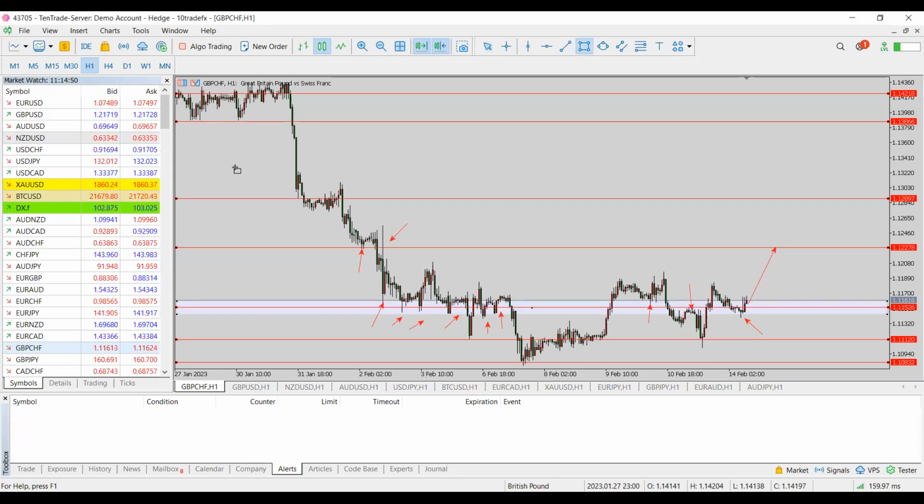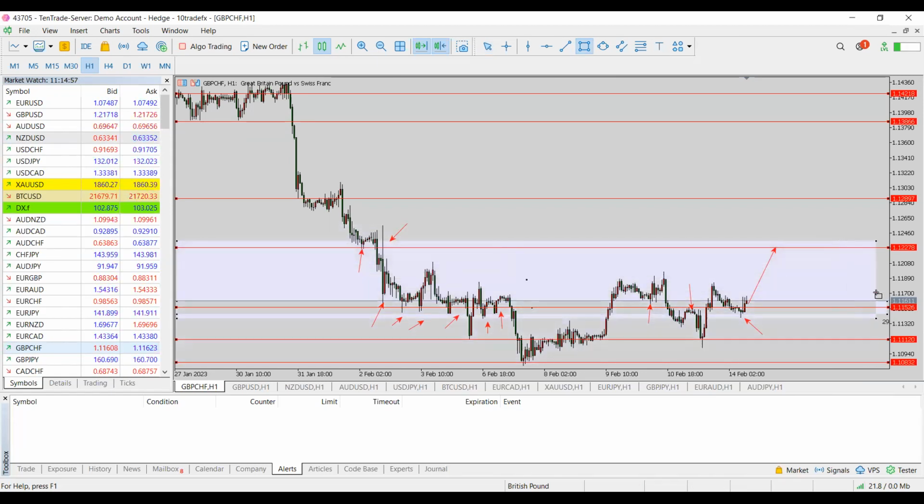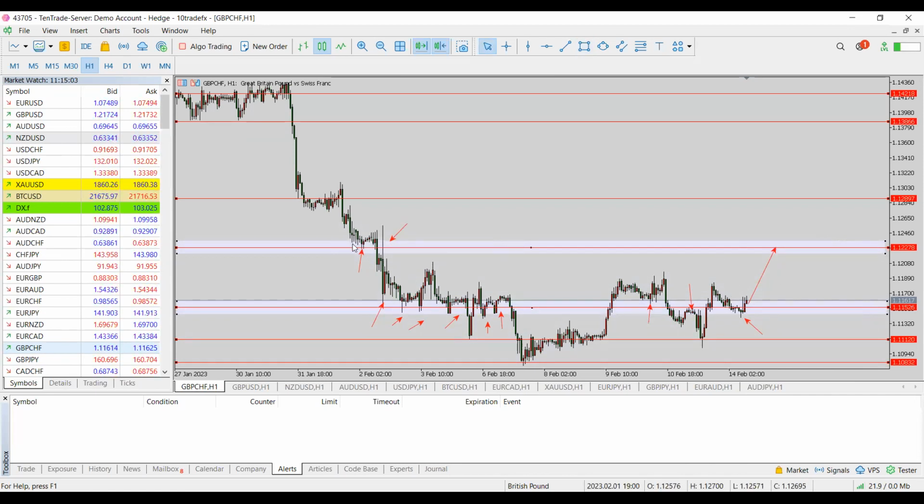Let me also map this using the rectangle as well. You can see the rectangle, I can make it as wide as I want, right? But we'll just always try to be reasonable with it. Don't make it too wide. So this is an area here. If you look very well, it has marked this area.